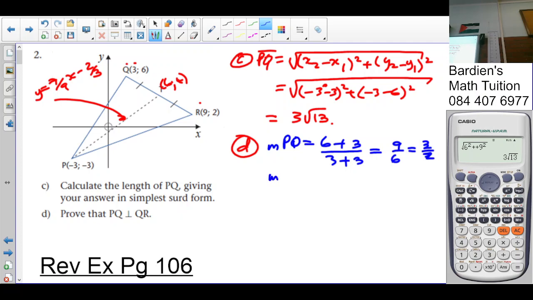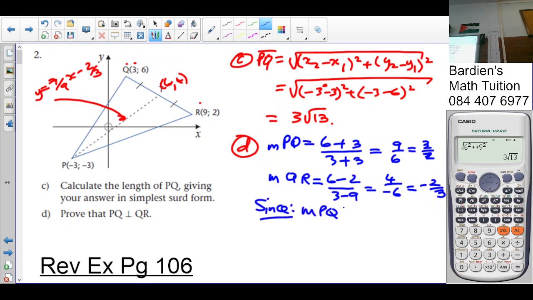Then we work out the gradient of QR. So it's going to be 6 minus 2 over 3 minus 9, which is 4 over minus 6, which is negative 2/3. So we state the obvious: since the gradient of PQ times the gradient of QR equals 3 over 2 times negative 2 over 3, which is equal to negative 1. Therefore, PQ is perpendicular to QR.